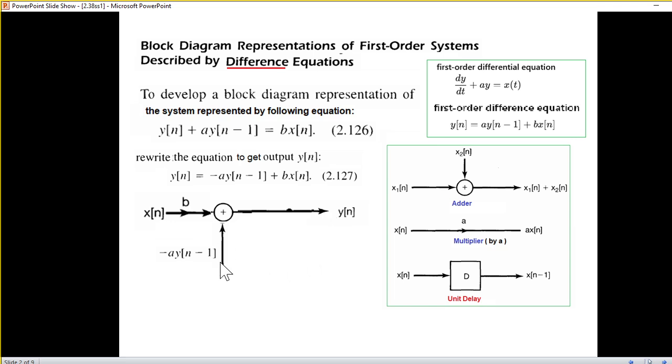But then we have to put the feedback loop as well. So to get this one, we have to use a delay circuit. And then we have to use a multiplier circuit. So the output of the delay is y[n minus 1]. And then we have to multiply it by minus a. It will be minus a y[n minus 1]. So this is the complete block diagram for the given equation.